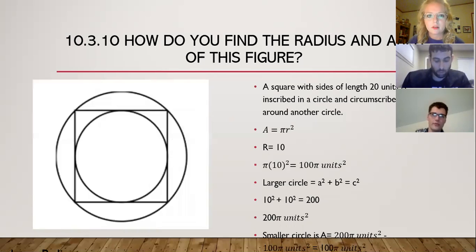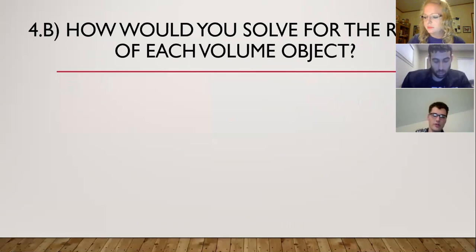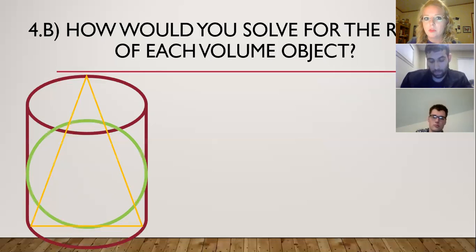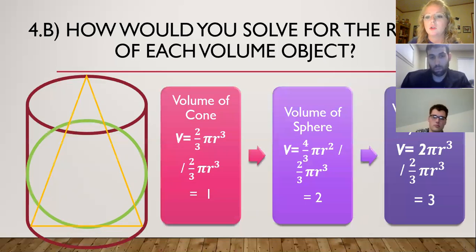So, Amanda, how would you solve for the ratio of each volume object here? Well, that's a good question. So we see right here that we have this cylinder, and inside this cylinder, we're going to have a pyramid or cone, and we're going to put also a sphere in this cylinder. So all of these shapes are in this cylinder, and we need to find out the ratio between them. To do that, we're going to look at the volume of a cone, the volume of a sphere, and the volume of a cylinder.